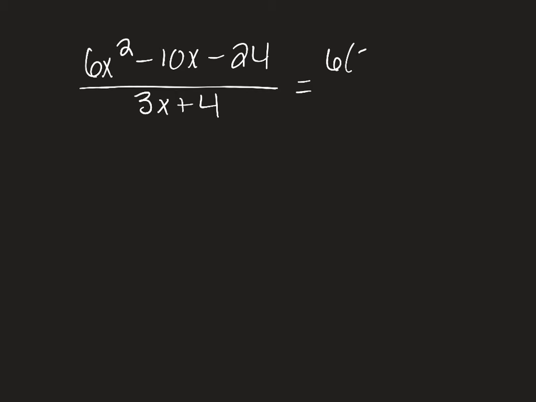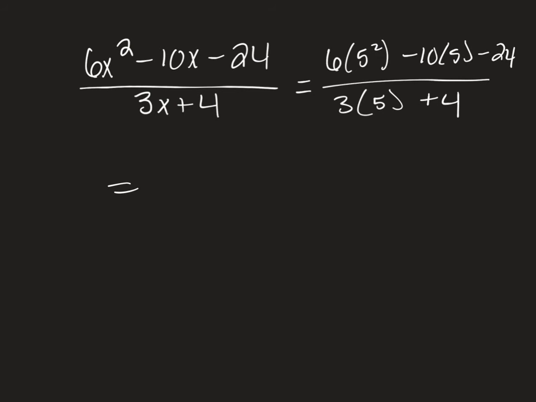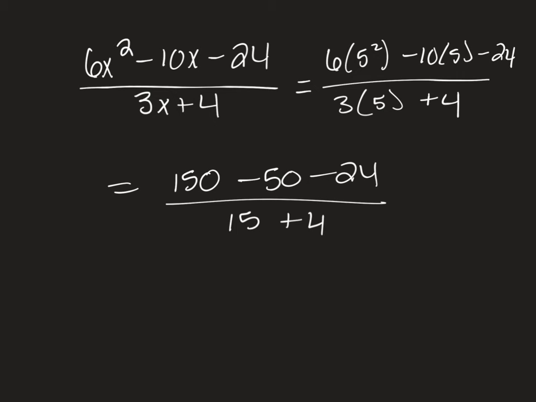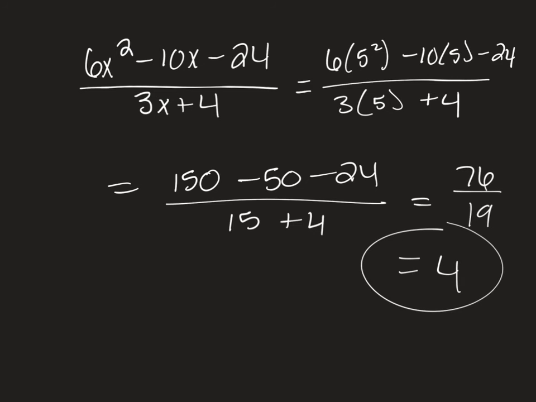So I would just do 6 times 5 squared minus 10 times 5 minus 24 over 3 times 5 plus 4. So that would give you 6 times 25 again, which is 150 minus 50 minus 24 over 15 plus 4. So 76 over 19, which ends up giving you 4. Yeah. For those where you have to evaluate it after this, I would just set it up at this point and then plug in the number so it's a lot easier and saves you time.